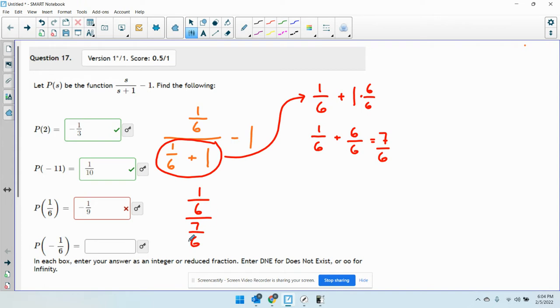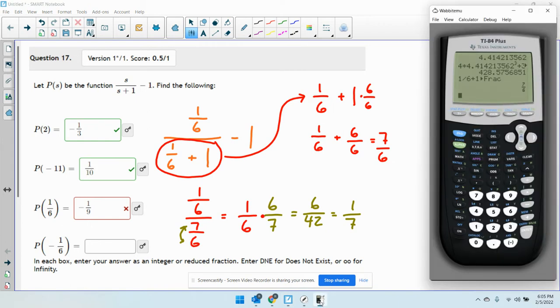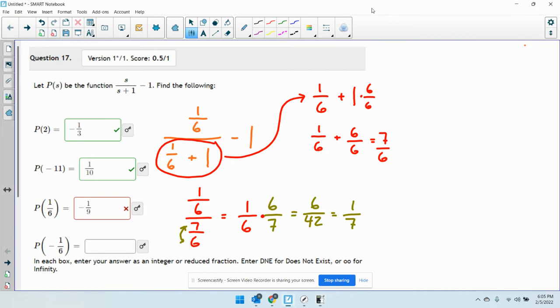Okay, I'm dividing a fraction by a fraction. When I divide a fraction by a fraction, that's the same thing as multiplying by the reciprocal. So I'm going to take this second guy and multiply by the reciprocal. So I have 1/6 times 6 over 7. When I multiply those, I get 6 over 42, which reduces to 1 over 7. Your calculator will reduce as well. If I do 6 divided by 42, and then that math fraction button, it'll reduce to 1/7.